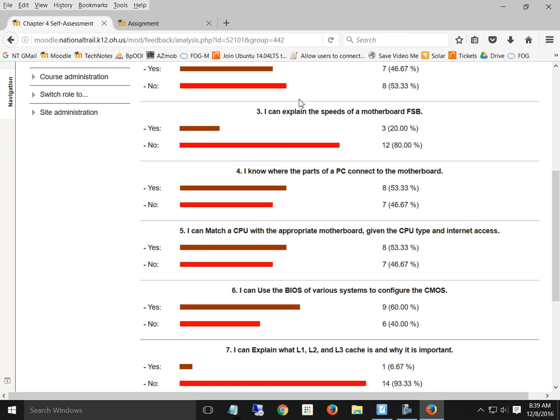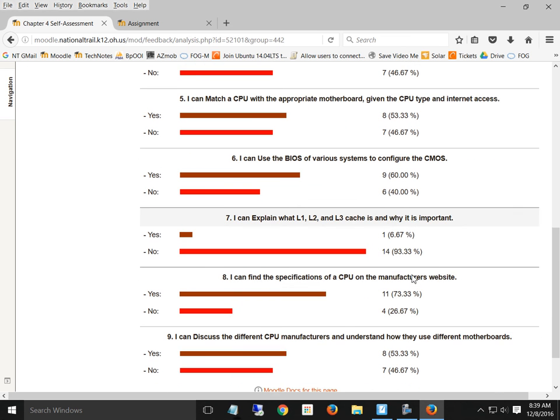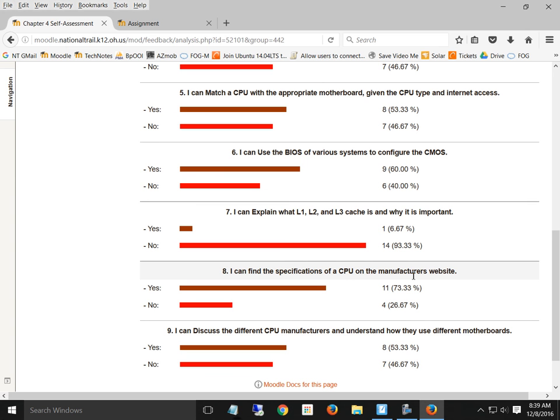Okay. I can match the CPU with the appropriate motherboard given the CPU type and the internet access. Anybody think they can't do that? Same thing. I'm going to give you a CPU and I'm going to give you a motherboard. Will these work together? And you need to go to the motherboard first and see what CPUs it takes, and then just go read the CPU. Is it one of them? Then yes. If not, if it's not listed, then the answer is no.